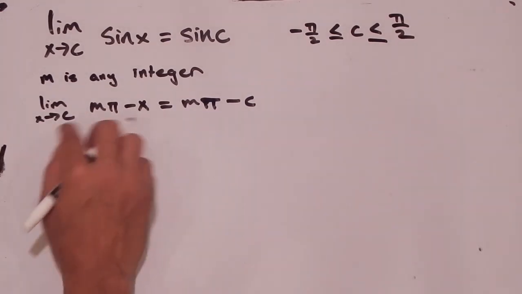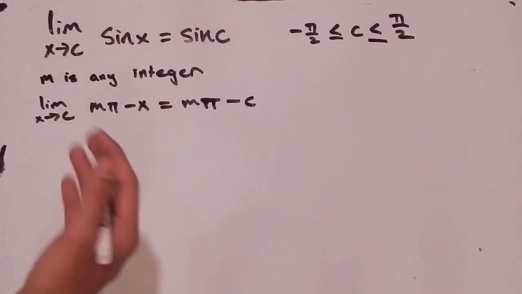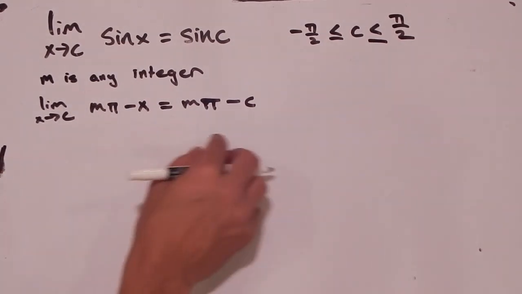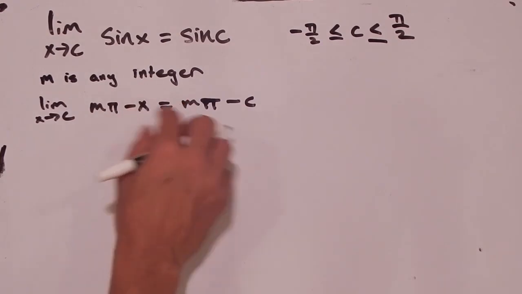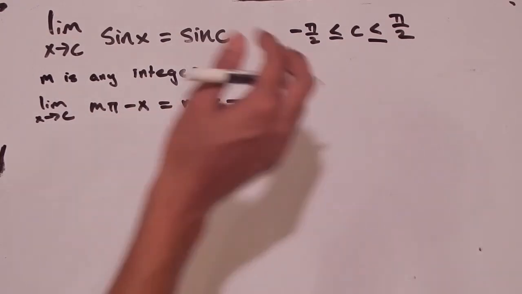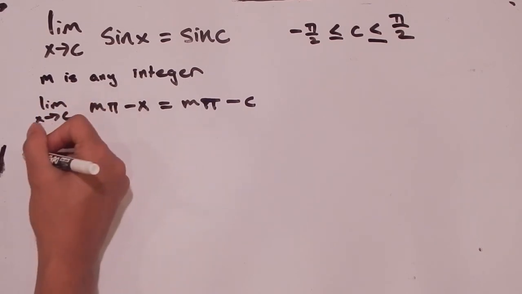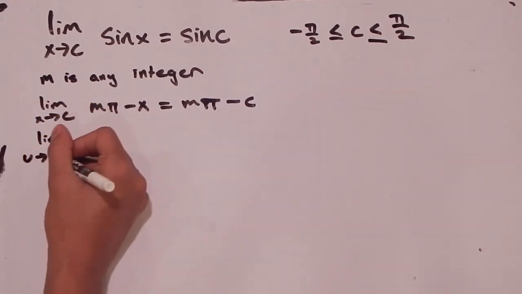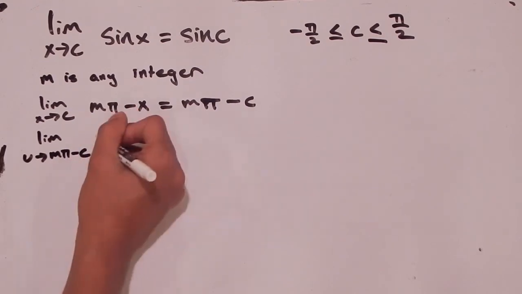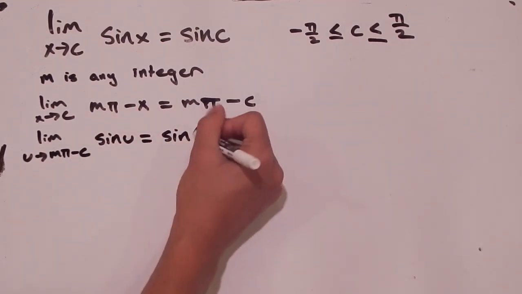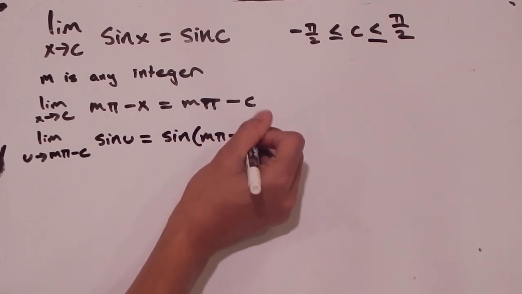And then we're going to subtract the limit as x goes to c. Because of our subtraction property for limits, we can split it up like that. And the limit as x goes to c of x is just c. So we get m pi minus c as expected. And we can also now say that the limit as u goes to m pi minus c of sine of u is equal to sine of m pi minus c.